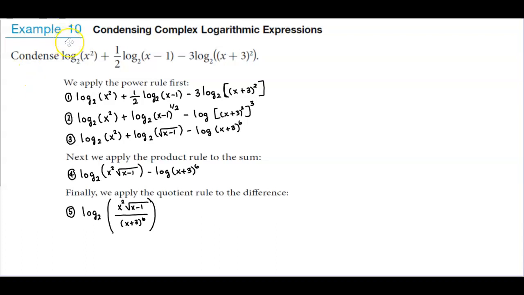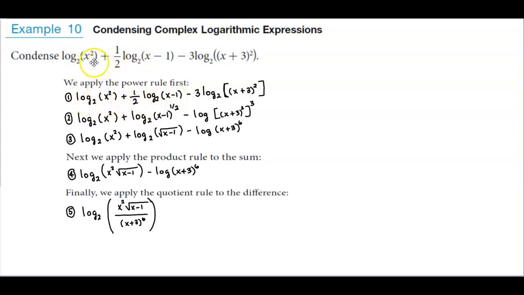In example 10, we're going to be condensing complex logarithmic expressions. We want to be able to condense the log of base 2 of x squared plus 1/2 times the log of base 2 of the quantity x minus 1 minus 3 times the log of base 2 of the quantity x plus 3 squared. Now the first thing we want to do is be able to apply the power rule first.